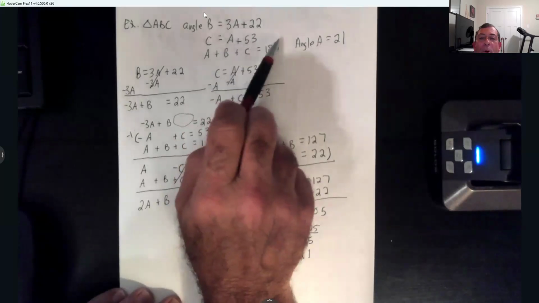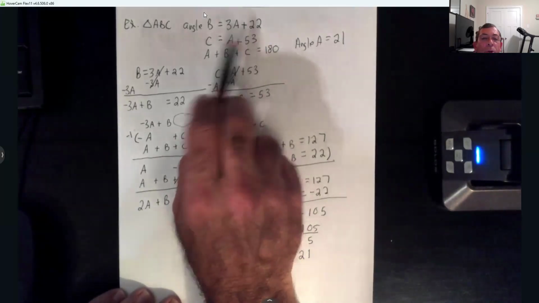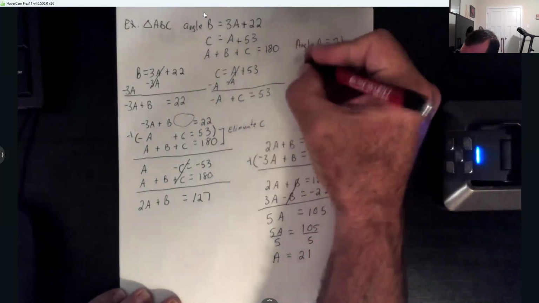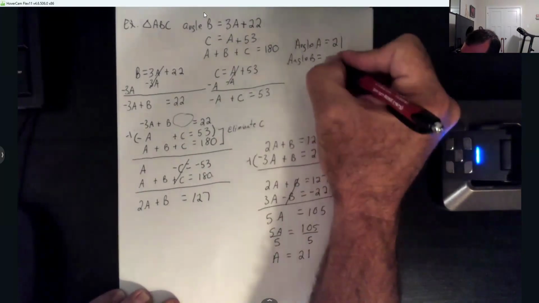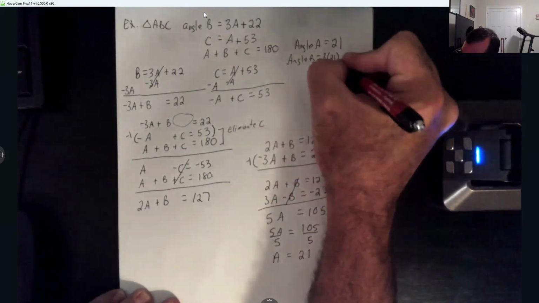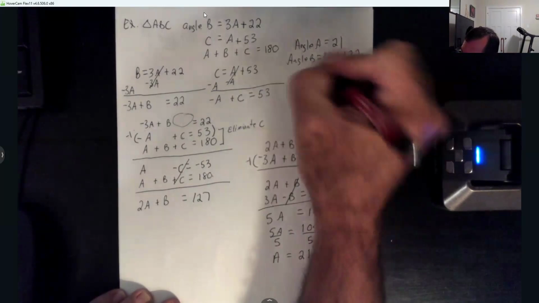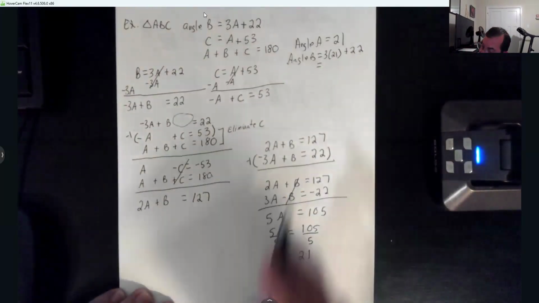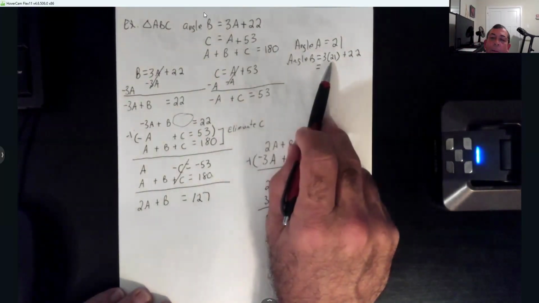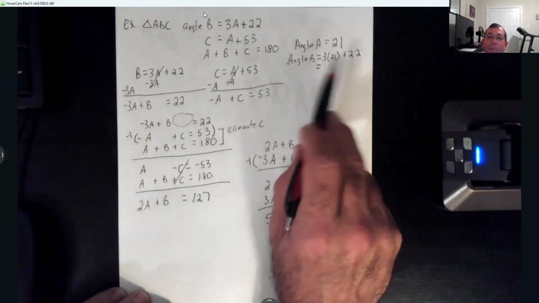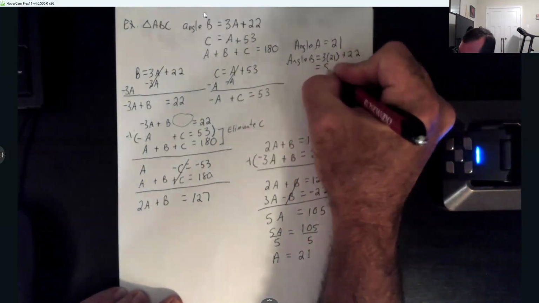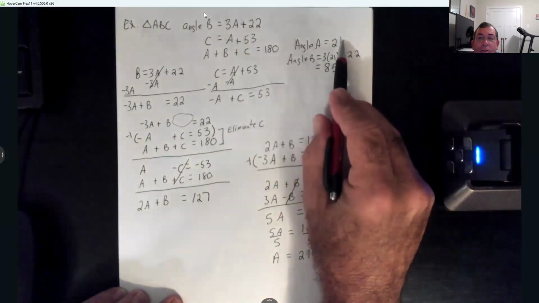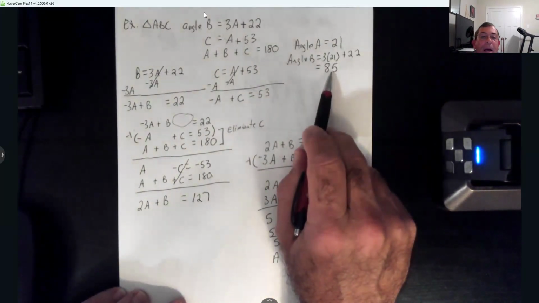Well, if I multiply that times 3 and add 22, I'll get angle B. So angle B will equal 3 times 21 plus 22. All right, Ari, how about that? Do me 3 times 21 plus 22. All right, so you got 85, looks good. So angle A is 21, angle B is 85.